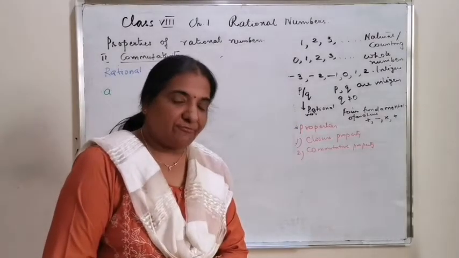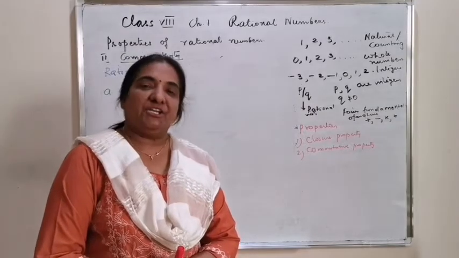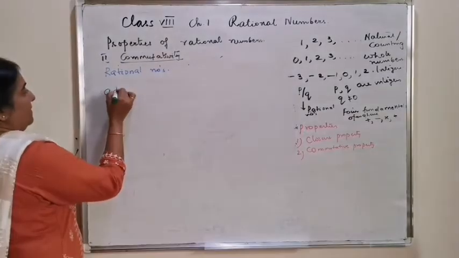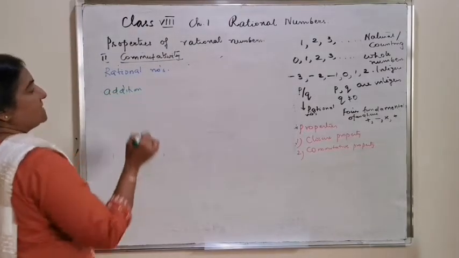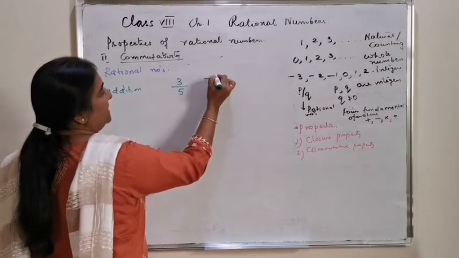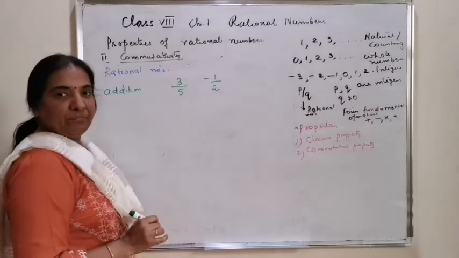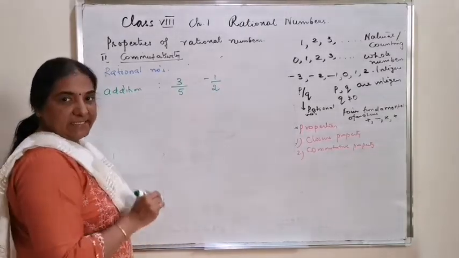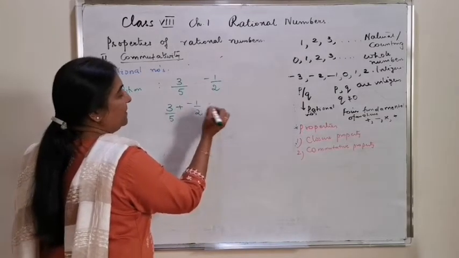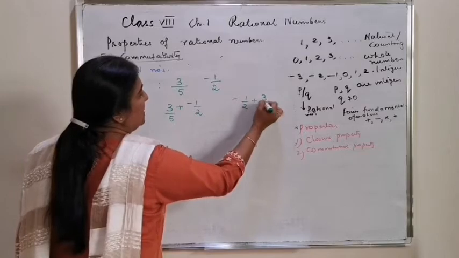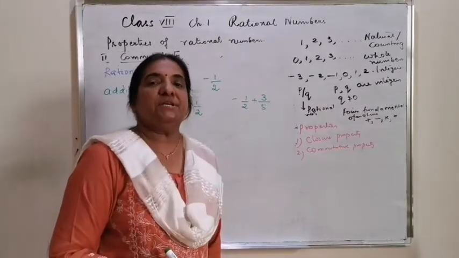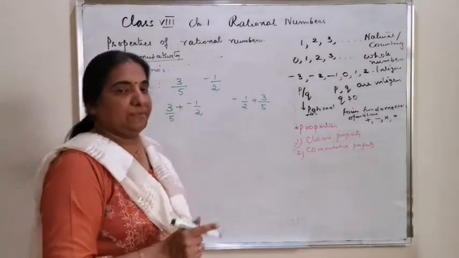Now the commutative property for rational numbers, for addition, subtraction, multiplication and division. Addition of rational numbers: let the rational numbers be 3 by 5 and -1 by 2. What we are supposed to get is the answer for 3 by 5 plus -1 by 2, and -1 by 2 plus 3 by 5. The commutative property means the interchange of numbers should give the same answer.